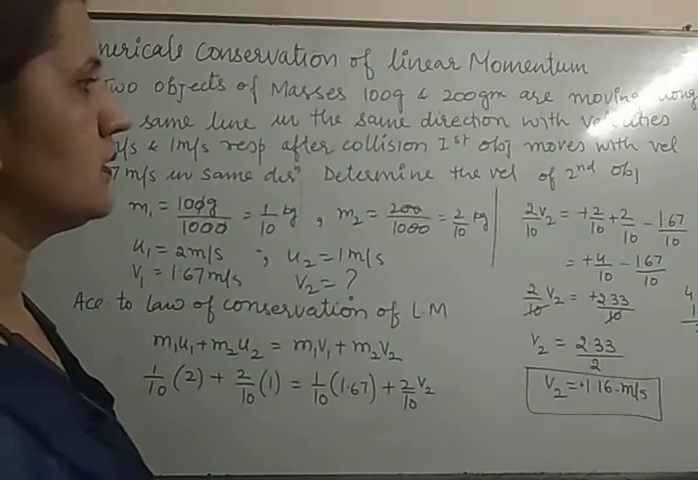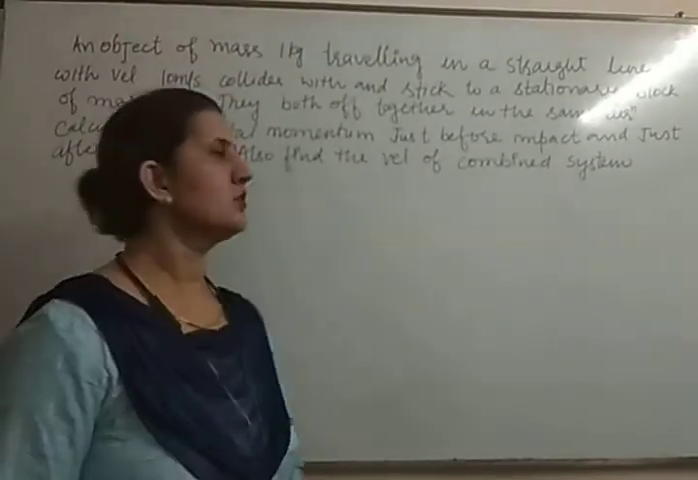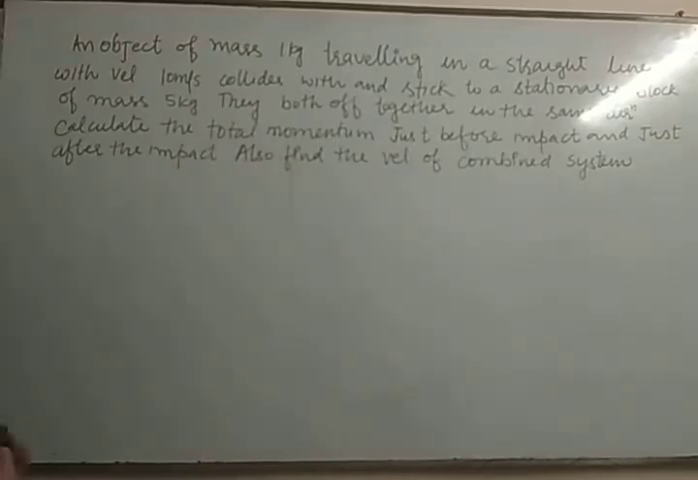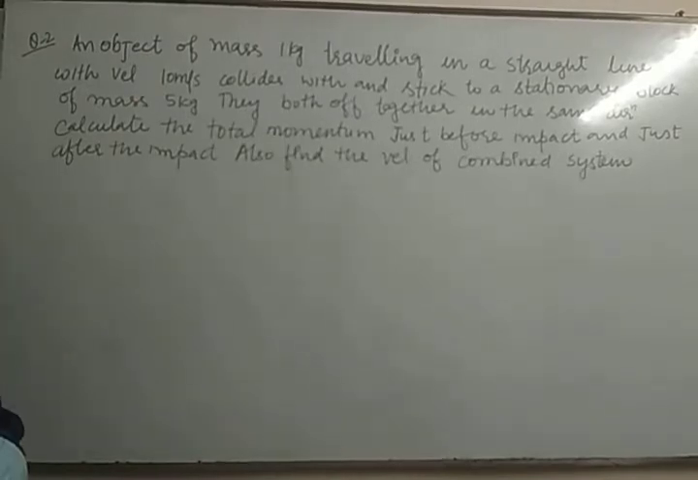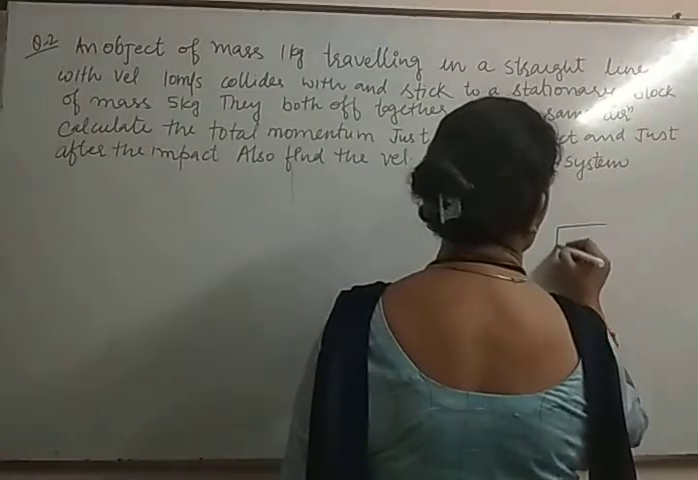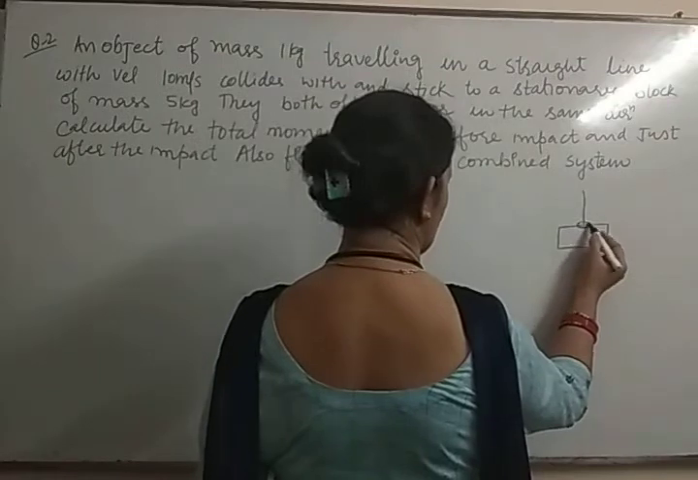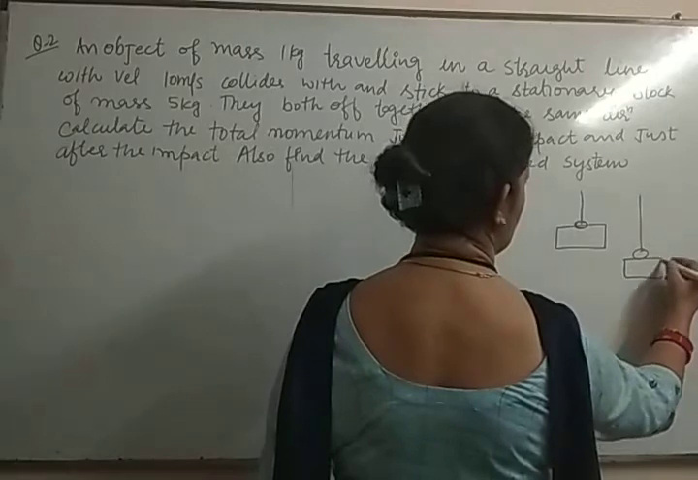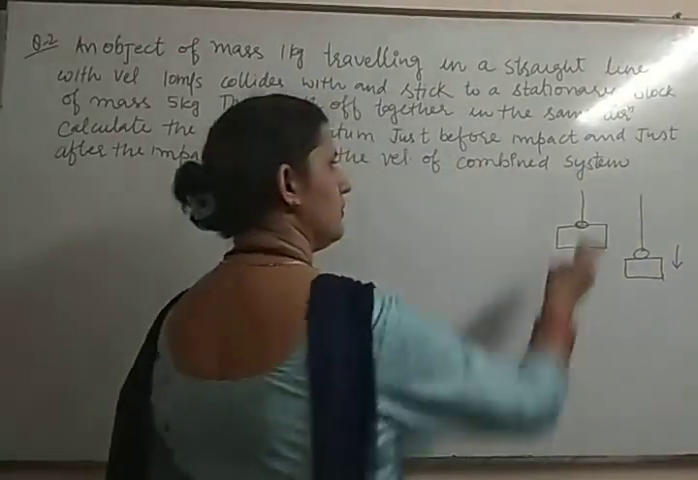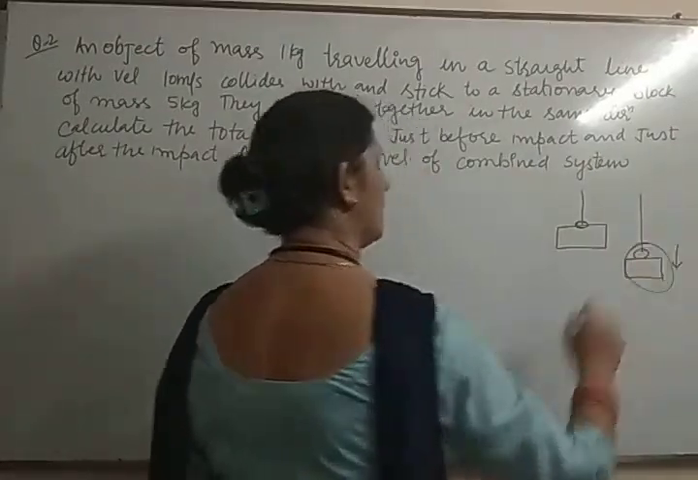Note it down. Note down the question. Next question is, an object of mass 1 kilogram traveling in a straight line with velocity 10 meter per second collides with a stationary block. This is a block, and the object is colliding with this block, and they stick together, and after collision both move through some distance in the same direction. When this strikes the block, it sticks to it and both together as one system move forward.